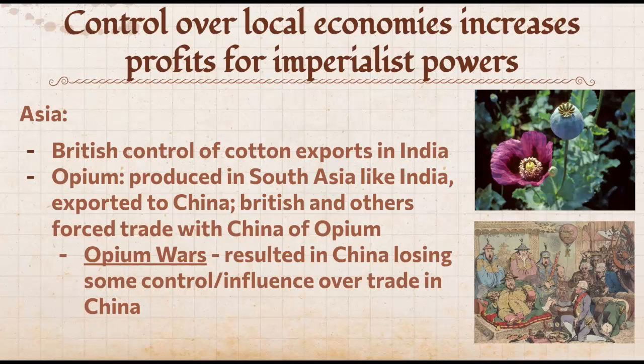These are going to then result in the opium wars between the British government and the Chinese government. China is going to end up losing this war, which will cause China to lose some control and influence over trade, specifically like economics in China. And then Britain will take more control over the economics in China due to the opium wars.